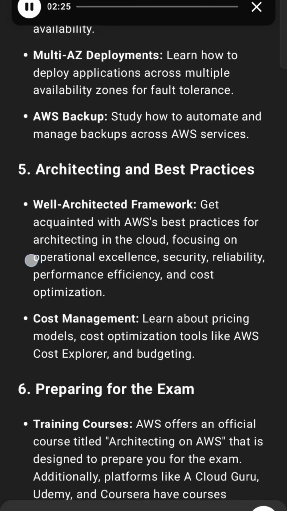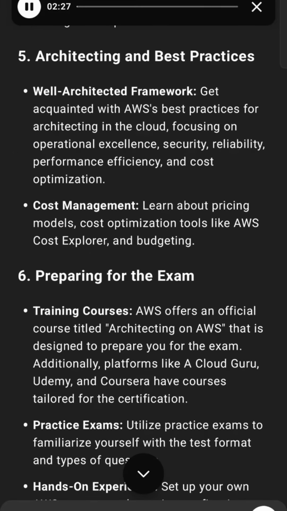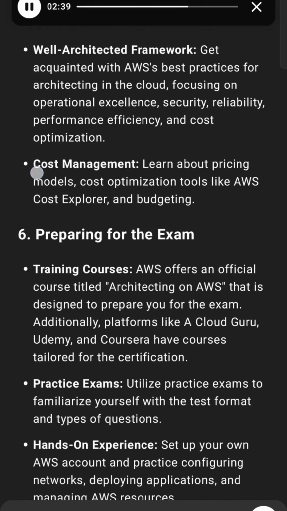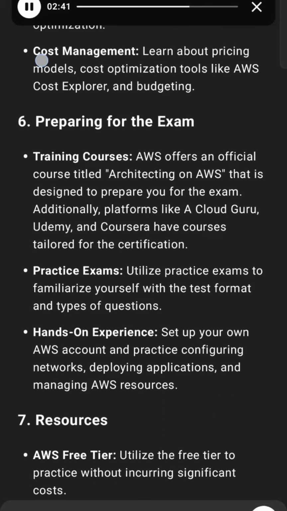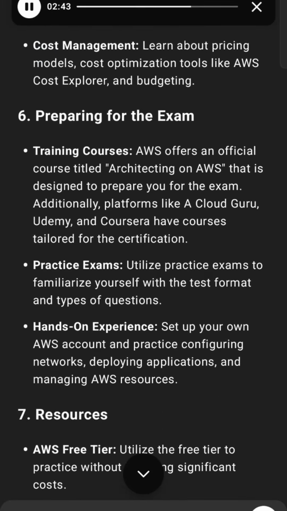5. Architecting and best practices. Well-architected framework. Get acquainted with AWS's best practices for architecting in the cloud, focusing on operational excellence, security, reliability, performance efficiency, and cost optimization. Cost management.